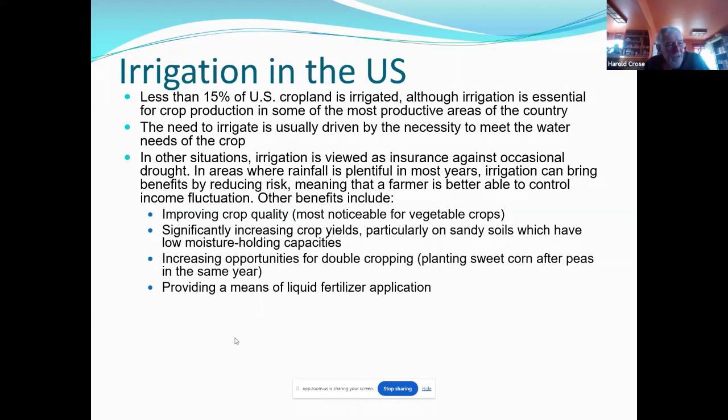And I look at irrigation in 3 parts. I call it the triad. You need irrigation water management, you need nutrient management, you need pest management as a suite of practices.